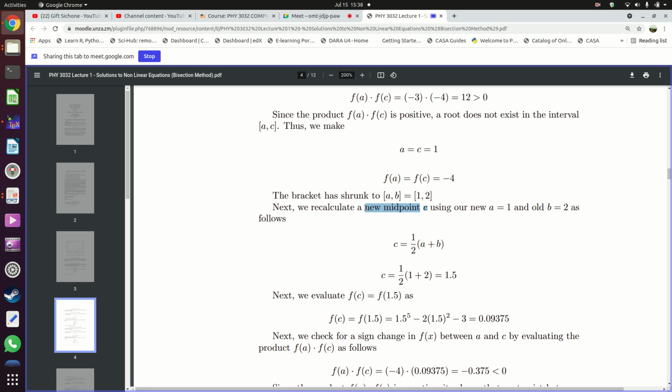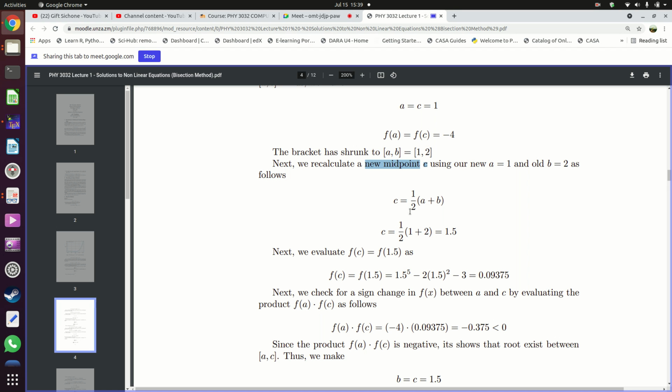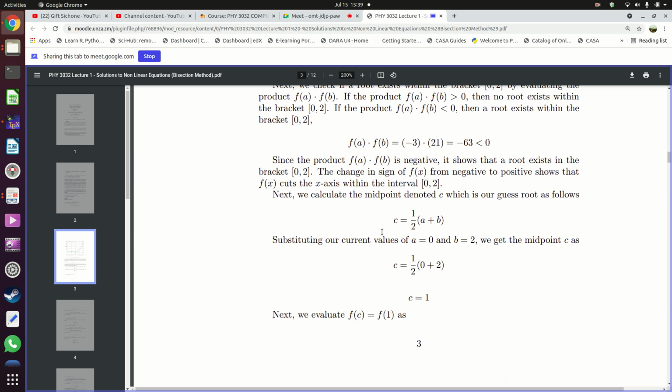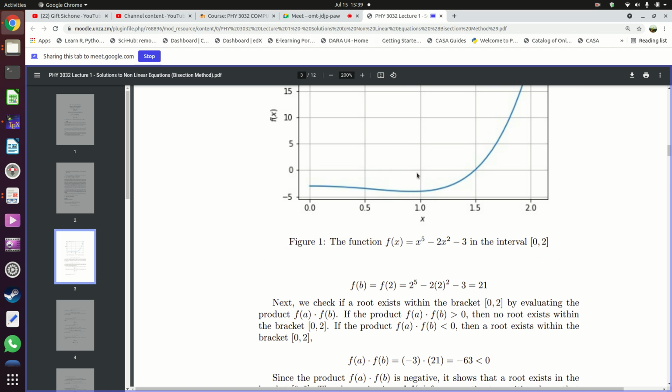We had a first guess solution of 1. Now we are going to work out another solution. So C is equal to half of A plus B. Our A is 1, our B is 2. So C equals half of 1 plus 2. That is 3, 3 divided by 2, that is 1.5. So you get your C as 1.5. This is the solution, C equals 1.5, as the midpoint between 1 and 2.